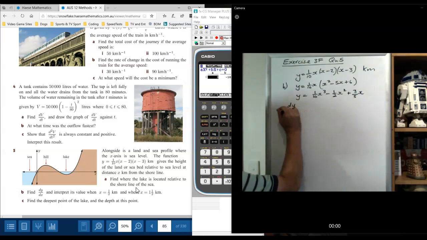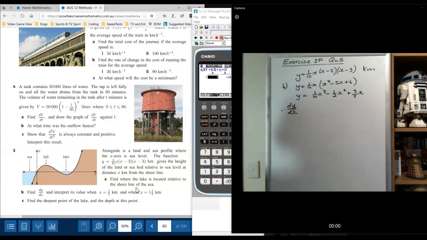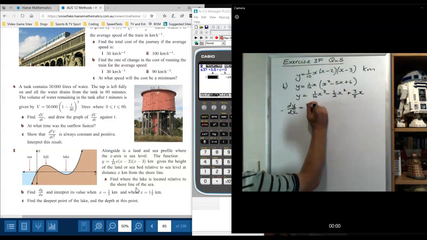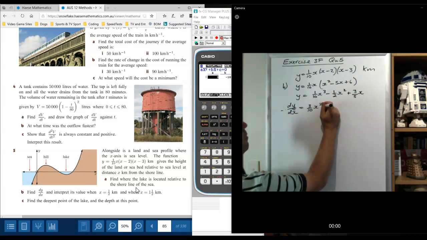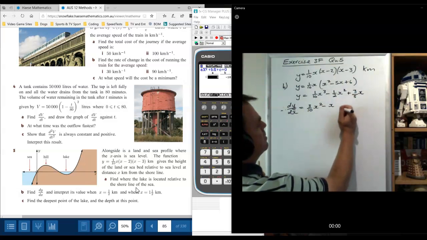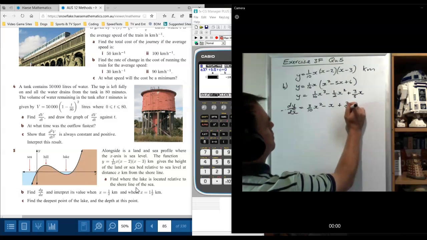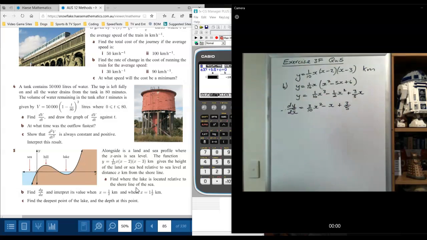Okay, now we'll differentiate because it's easy. So dy/dx is equal to 3/10 x squared minus x plus 3/5. We'll let dy/dx equal 0. Let's go back over to the question. What did it say? Find dy/dx and interpret its value. Oh, we've got to do that part. So I'm going to pause the video on this part here and just write the solution.